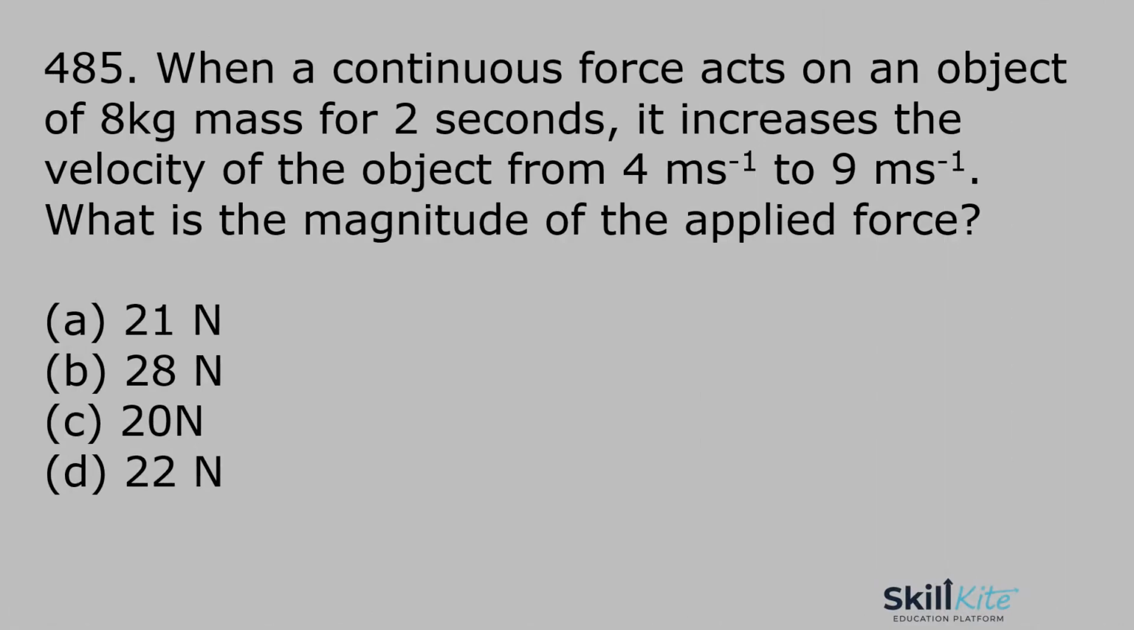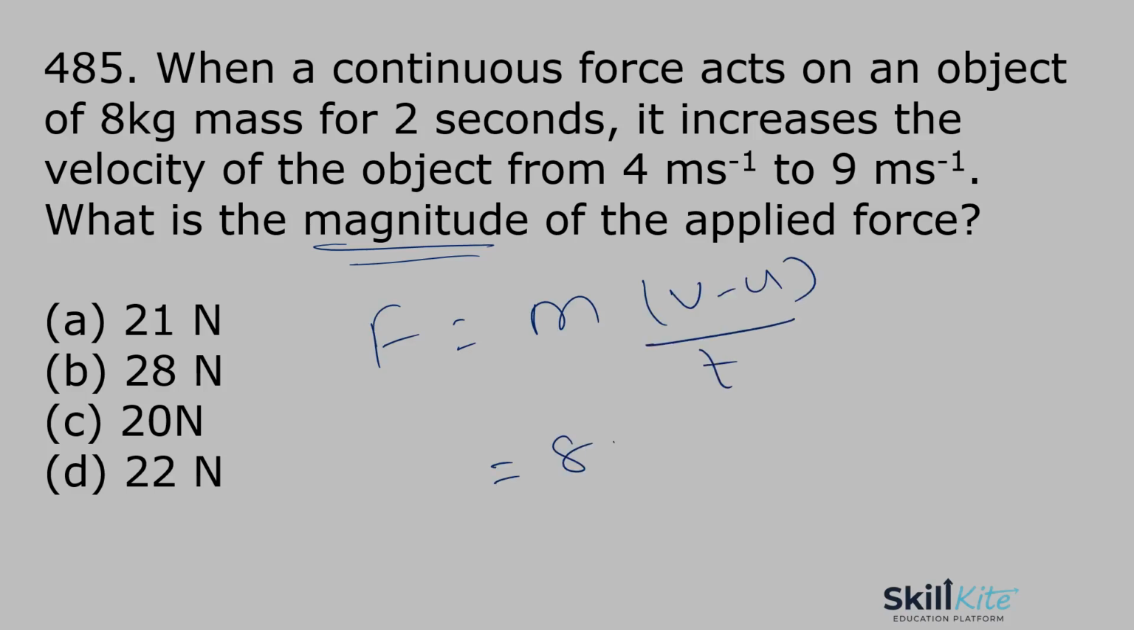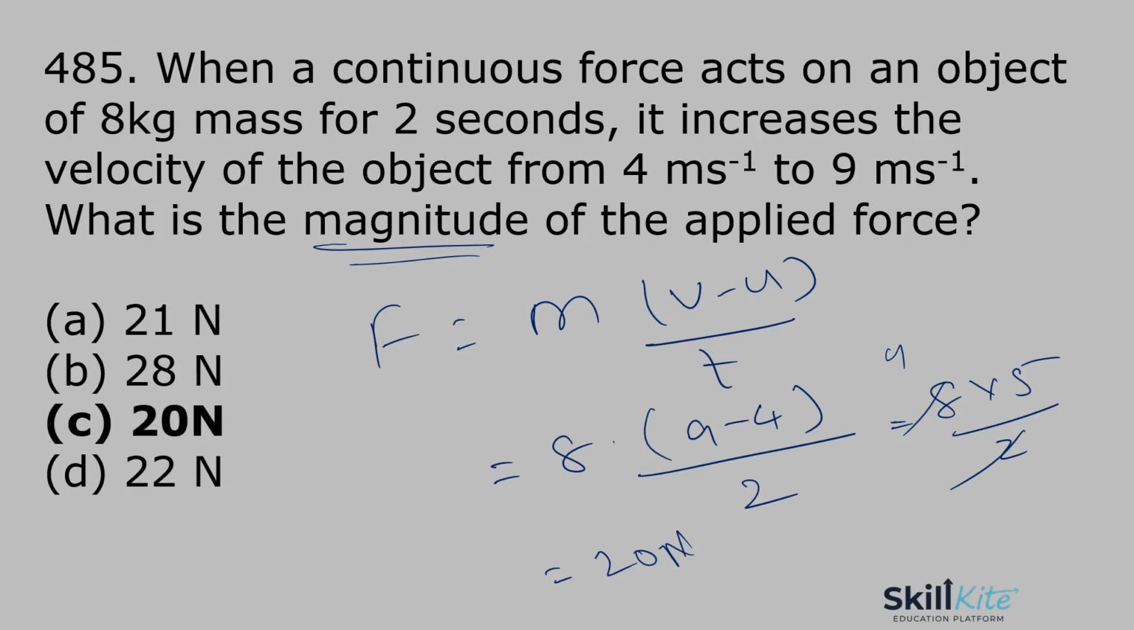When a continuous force acts on an object of 8 kg mass for 2 seconds, it increases the velocity of the object from 4 meter per second to 9 meter per second. What is the magnitude of applied force? Here magnitude is asked. Even if it comes out negative, we should take the positive value. Remember, when magnitude is asked, we should not put negative signs. So force equals mass into (V minus U) by T. Mass is 8, V minus U is 9 minus 4, by 2 seconds. 8 into 5 by 2 equals 20 newtons. Okay, option C.